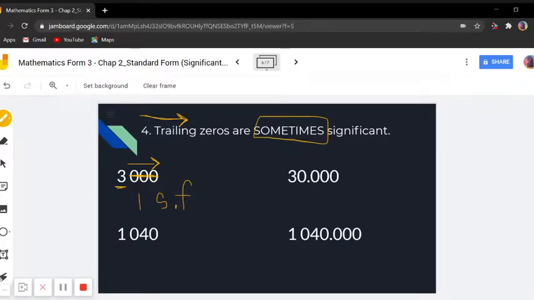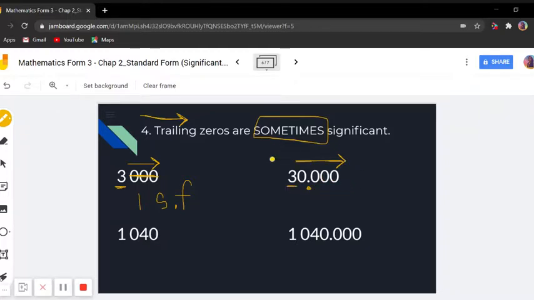Okay, the second example is 30.000. First of all, we look at the first non-zero number. So 3 is a non-zero number. After that, the 0s on the right side are considered as trailing zeros. Is this 0 considered as significant? Yes, it is significant because there is a decimal point. When there is a decimal point, all of the numbers after the non-zero number will be considered as significant.